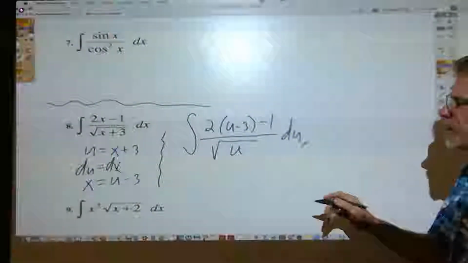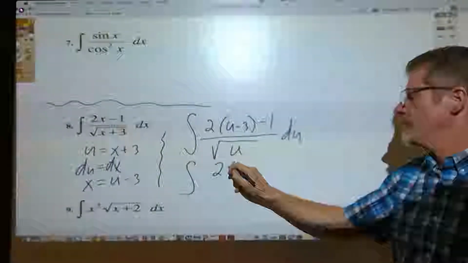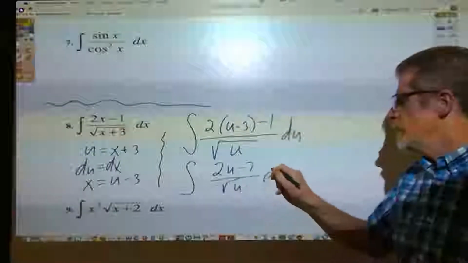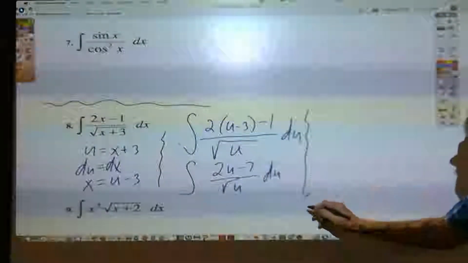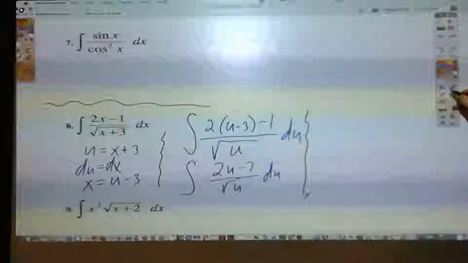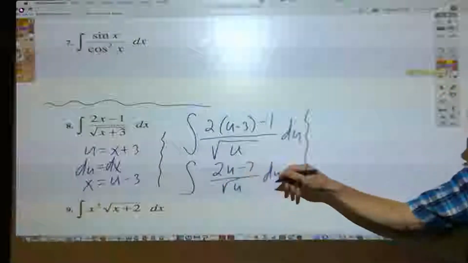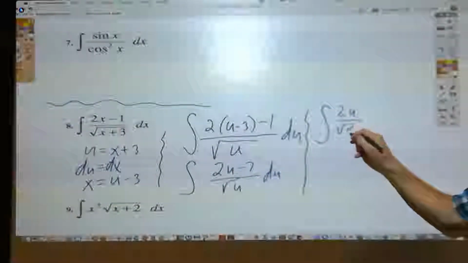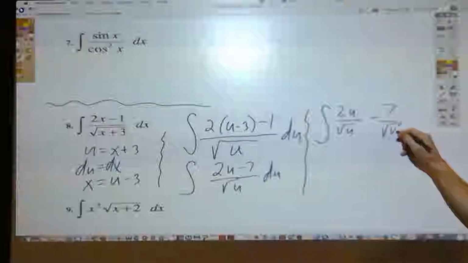In fact, where do we go with it? To find out, let's distribute the 2. Let's combine like terms in the numerator to get 2u minus 7 over the square root of u. And just like on the previous homework assignment, we can now distribute radical u to each of the 2 terms in the numerator. We have 2u over radical u minus 7 over radical u.